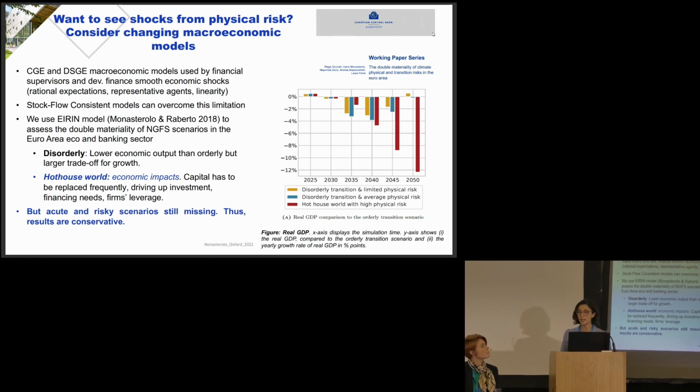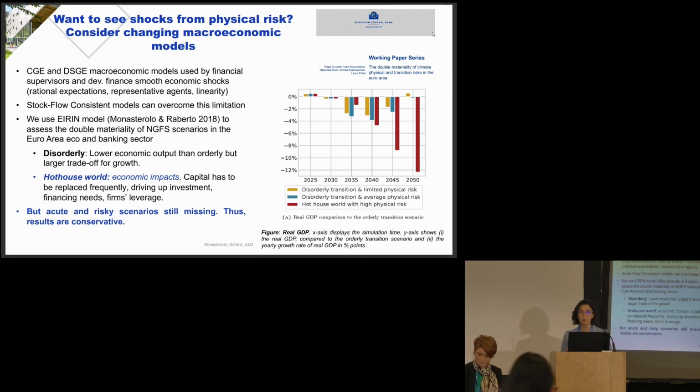And what we see here, please see the red bar, which is the hothouse world scenario for physical risk, is that by 2050 in Europe, we can have a shock on GDP of close to 14%. This result is larger than what the ECB obtained using the same scenarios, but also consider that this scenario, the hothouse world scenario, includes only chronic shocks and not acute, meaning that these results are conservative.